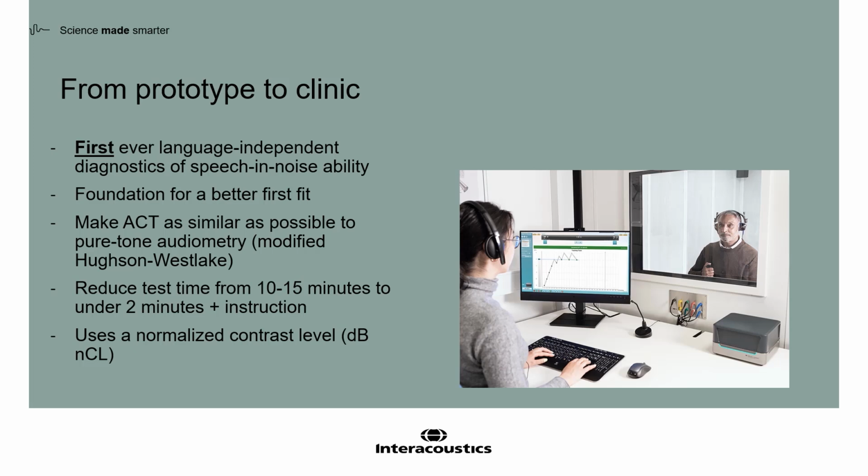It is the first ever language-independent diagnostic test of speech and noise ability. It's conducted in a very similar way to pure tone audiometry, using the modified Hughes and Westlake bracketing approach, but with 2 and 4 dB step sizes instead of 5 and 10, making it an easy test to perform for both the patient and clinician. Other speech and noise tests can take significantly more time than ACT, which takes on average 2 minutes. And we have a novel way of denoting the ACT value, the NCL scale, which was created in order for us to understand how ACT values compare to normal hearing listeners.